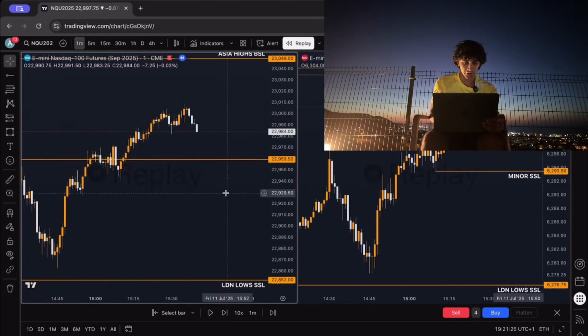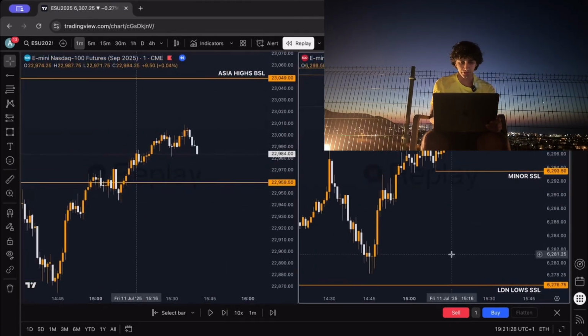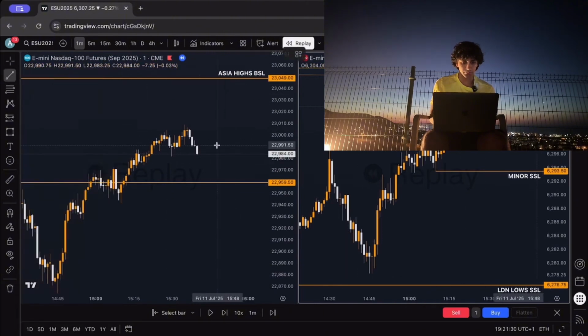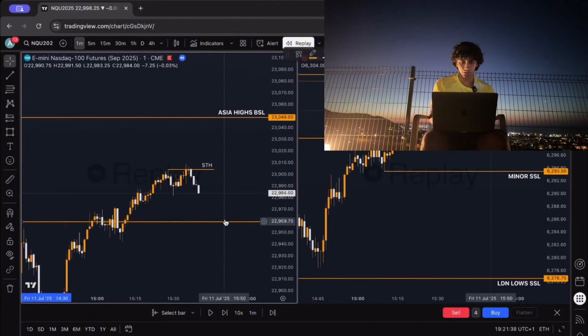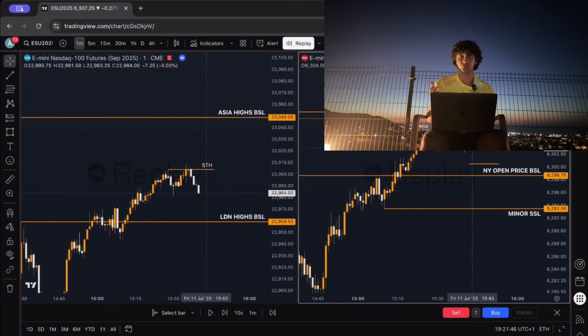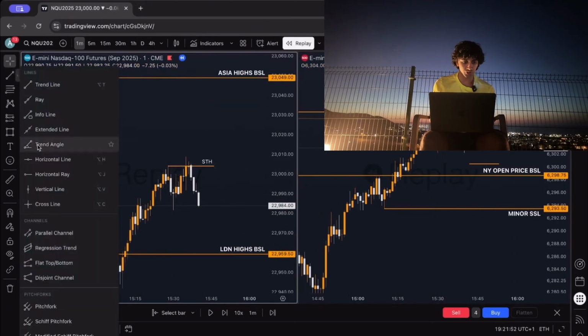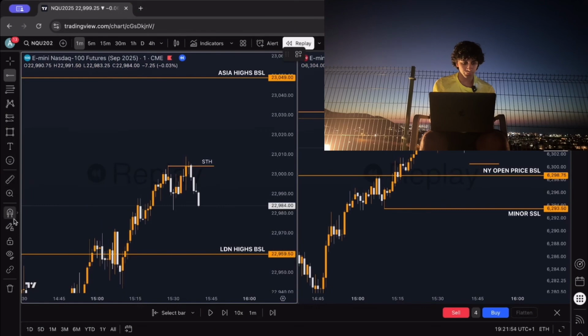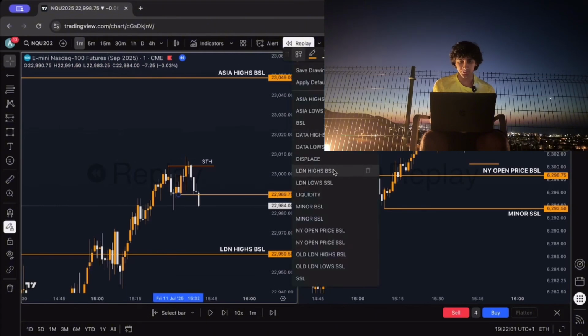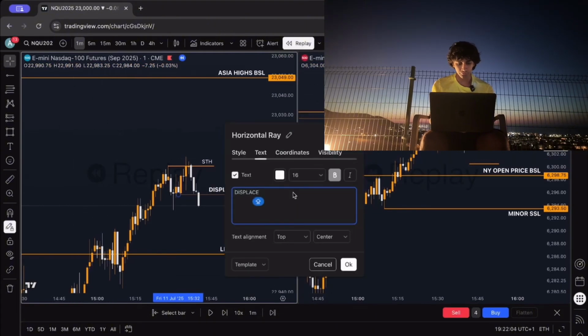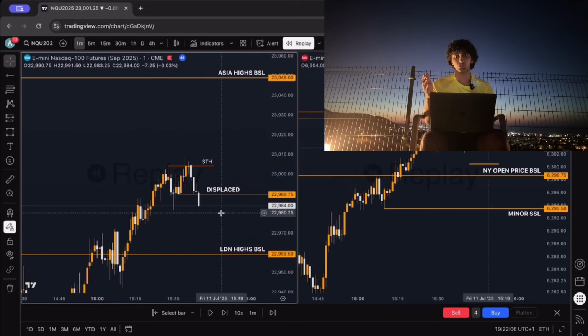So coming into the second macro, we can already see that we have a clean sweep of a short-term high on both NQ and ES. NQ has taken out London highs, whereas we haven't swept London highs on ES. We have a higher time frame bearish SMT. We can also see now that we have a sharp displacement lower or a market structure shift on NQ. We also have it on ES. So we have a clean displacement lower, meaning that so far we're inside of macro.